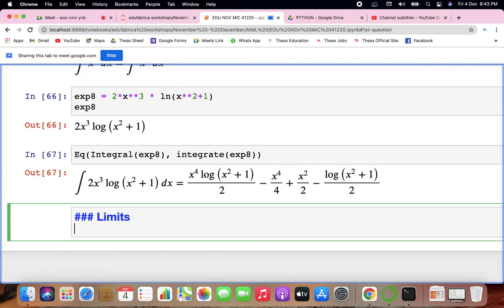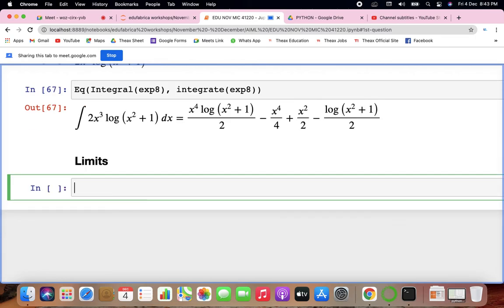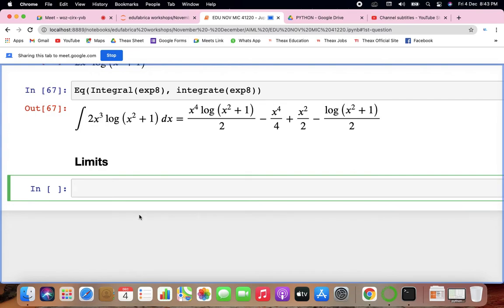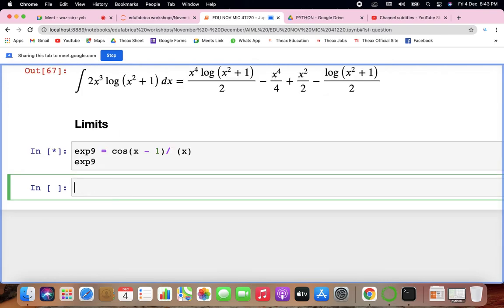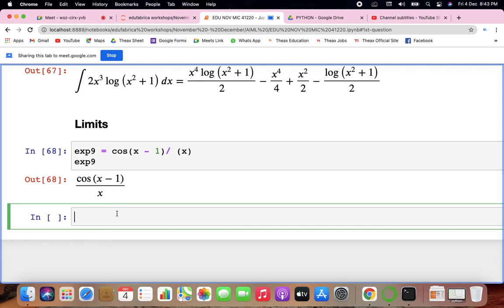Sometimes you also go with factors of this. There are sometimes limits. Solving limits involves different functions. If we define limits, they are very easy to work with. Define limit, and then cos of, let's say, x minus 1. So the limit of, now this is the expression you need to write: cos of x minus 1 by x. Let me remove this, exp9. Cos of x minus 1 by x is the expression. If I want to take the limit of this with x tending to 0. Just a minute.